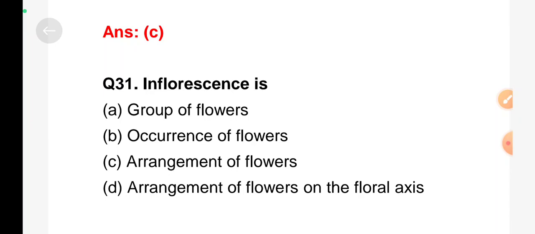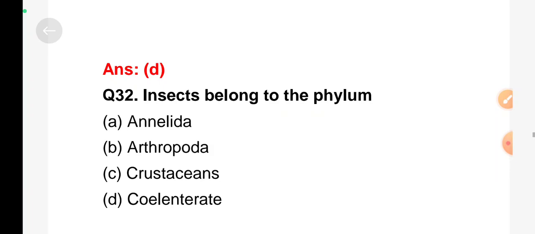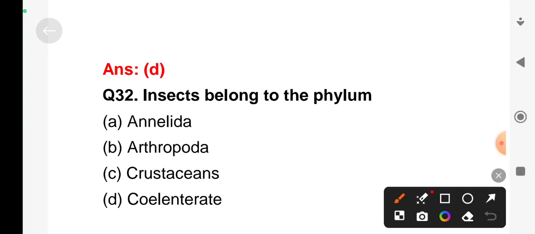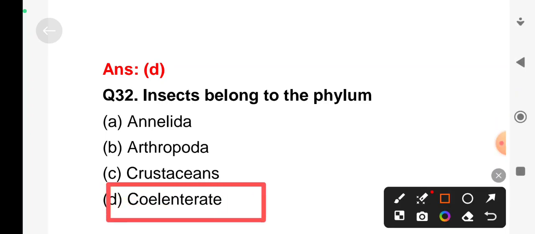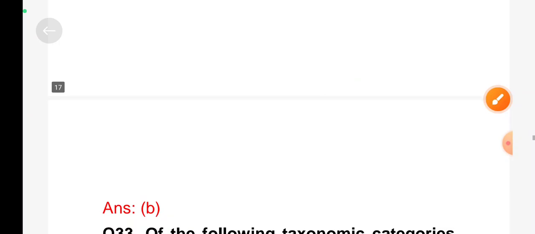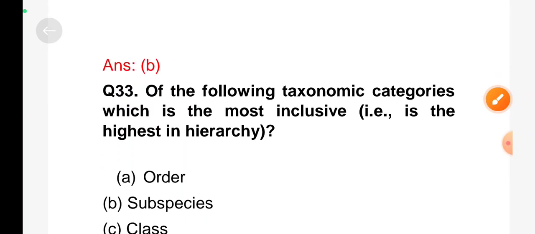Next question. Inflorescence is option A group of flowers, option B occurrence of flowers, option C arrangement of flowers, option D arrangement of flowers on the floral axis. Right answer is option D, arrangement of flowers on the floral axis. Insects belong to the phylum. Option D, coelenterate.